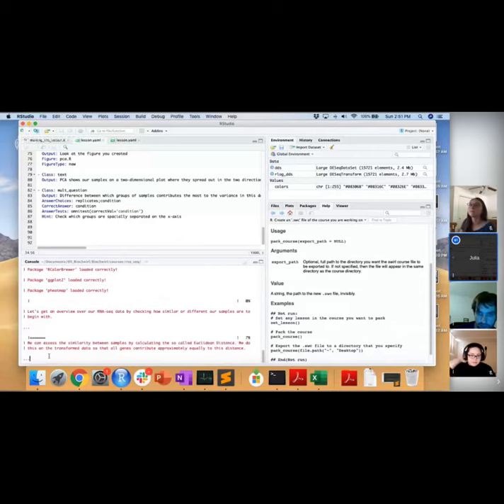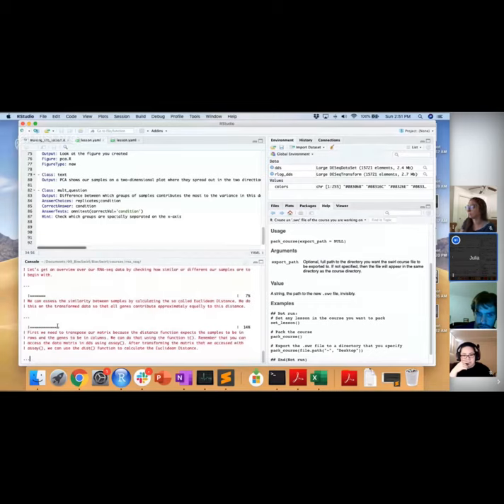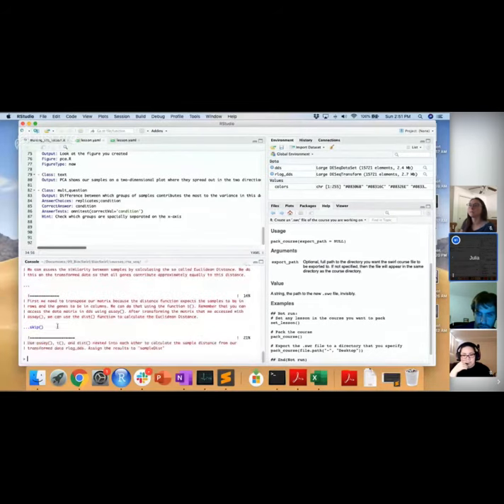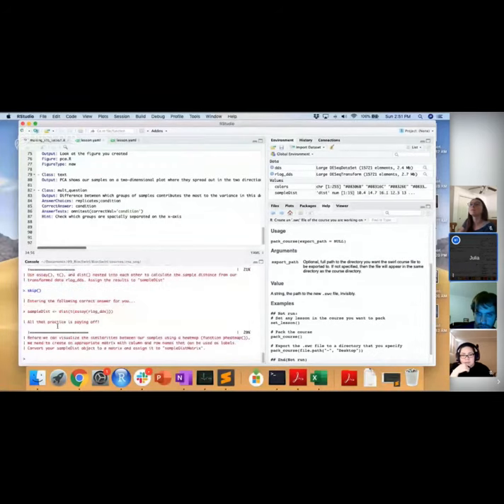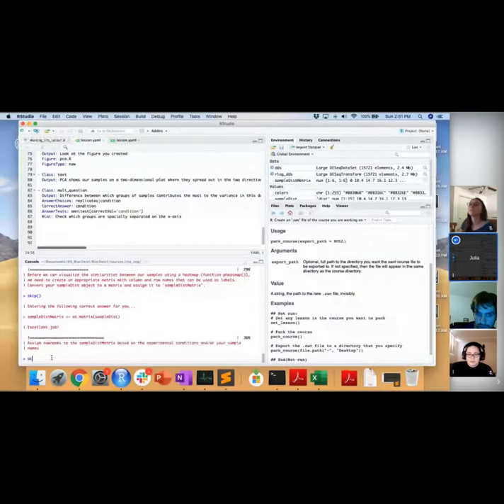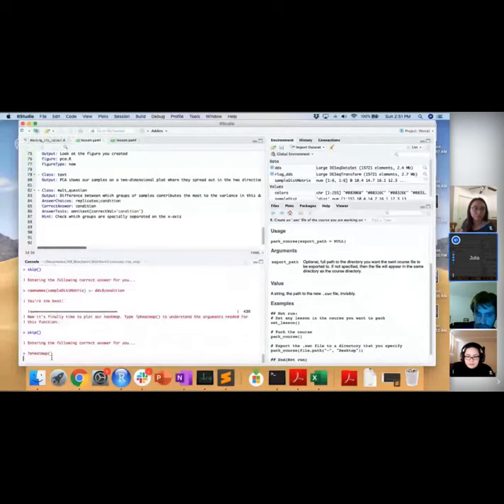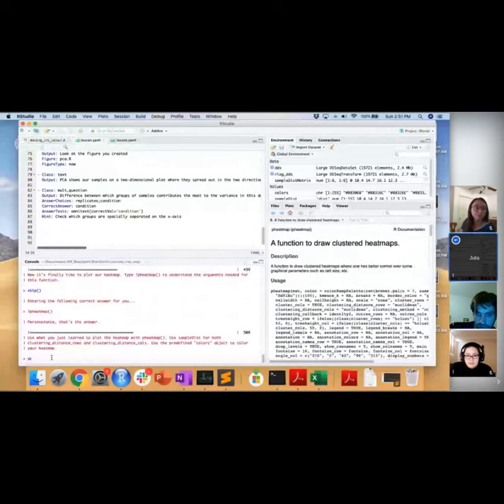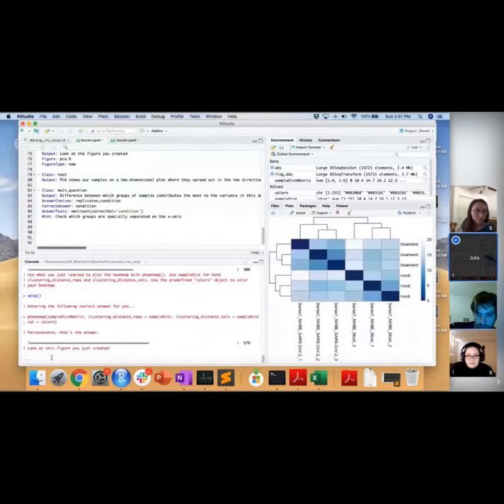So the first thing we're doing here is calculating distance between our samples. And then we are working on making a little heat map to look at the distance for our samples. We're learning to heat map first. And a figure created here.